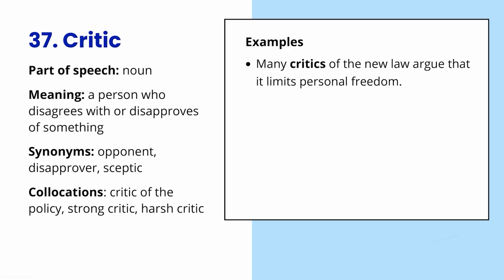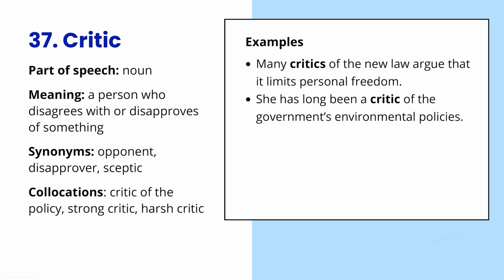Many critics of the new law argue that it limits personal freedom. So this is saying that many people who disagree with the new law argue that... She has long been a critic of the government's environmental policies. So instead of always saying people who disagree say that... well, you can write something like critics argue that... It's a more precise and professional way to say the same thing.